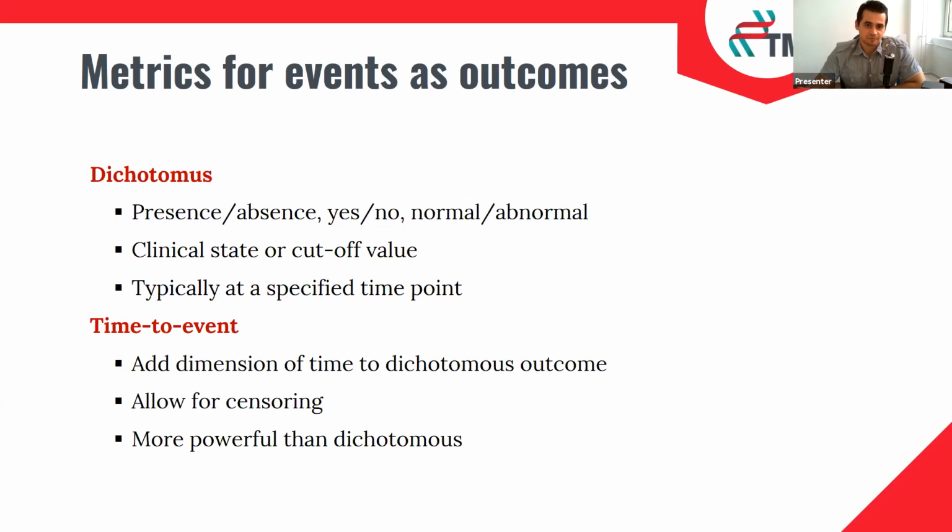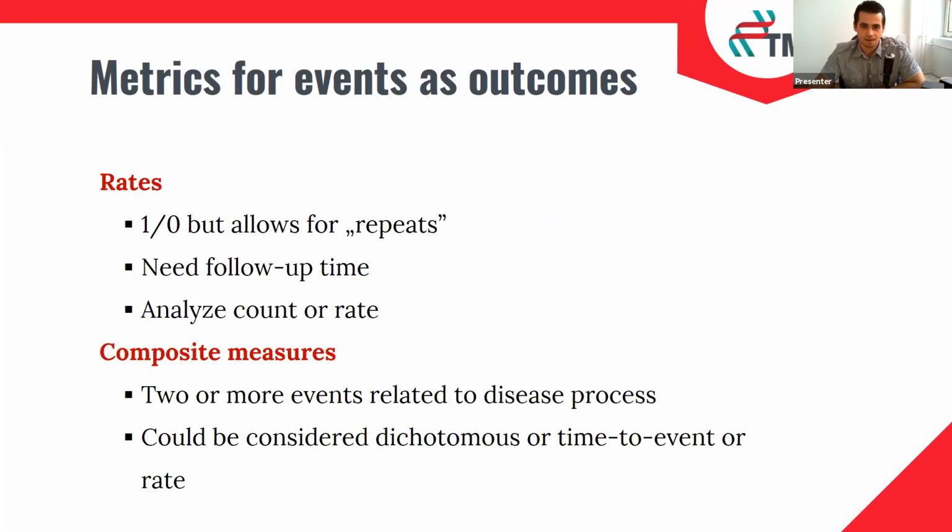Regarding another type of metric of an outcome, the time to event can also be addressed. It adds a dimension of time to the dichotomous variable, and it's usually more powerful than the dichotomous variable itself. We can also assess rates, but to assess rates, we need follow-up. We need to follow up this patient. And only those variables can be measured by rates which allow repetitions.